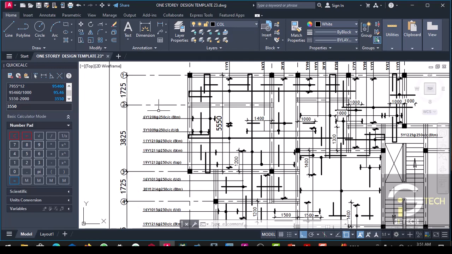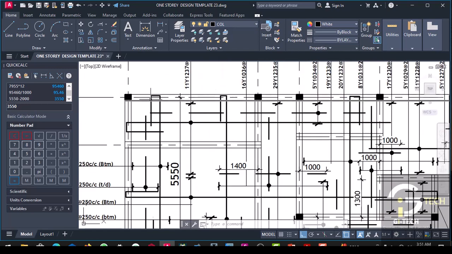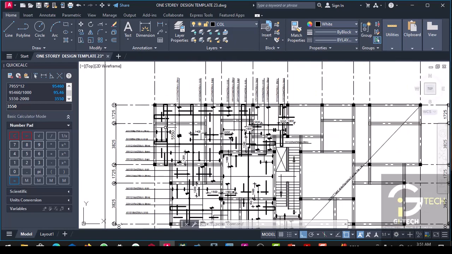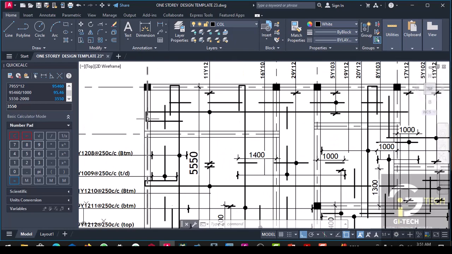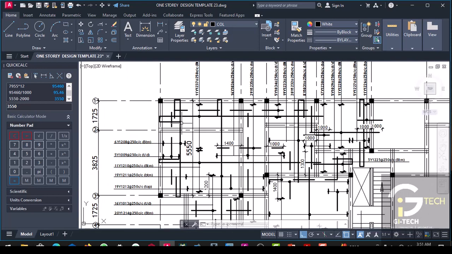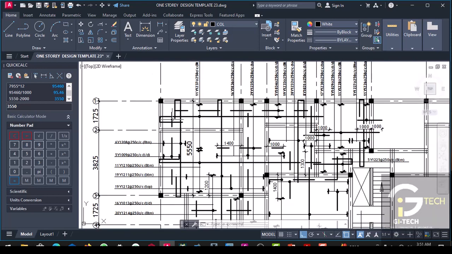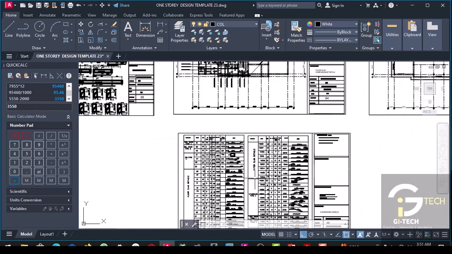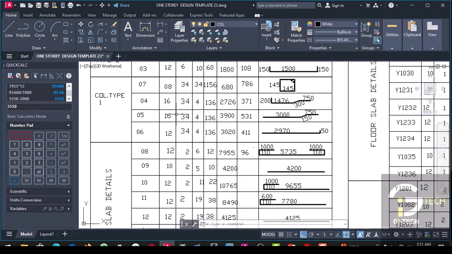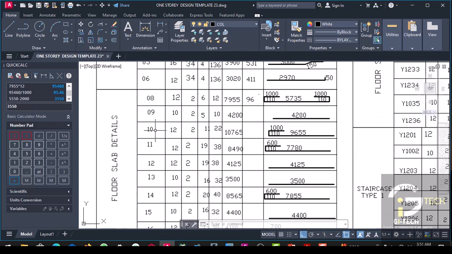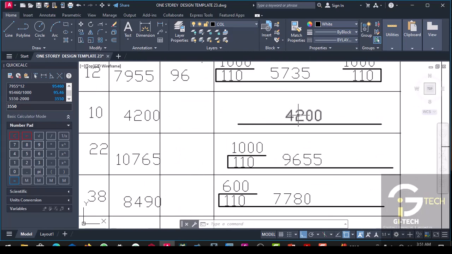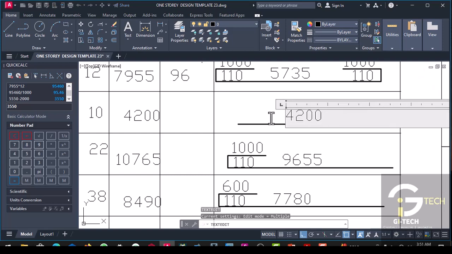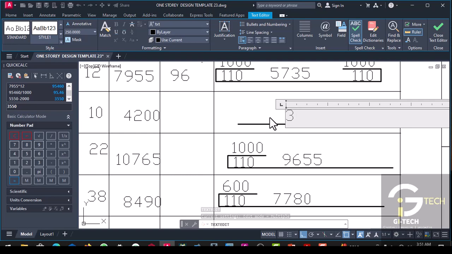Mind you that we have distribution bar that distribute from here to here, and this one distribute from here to here. So the length of this bar is 3550. So we come here, we now change this to 3550.